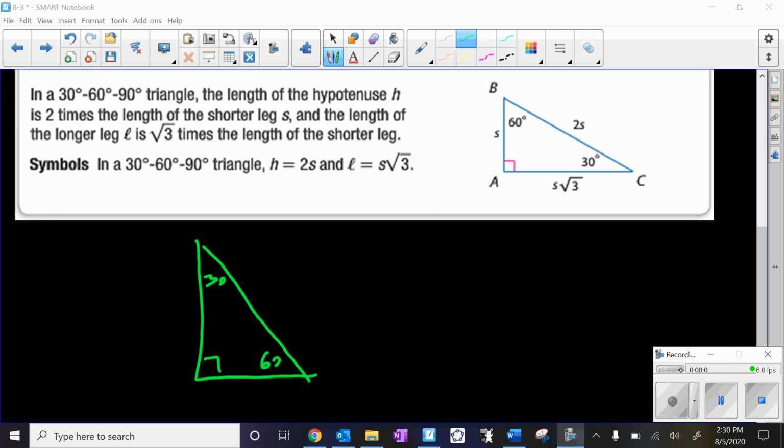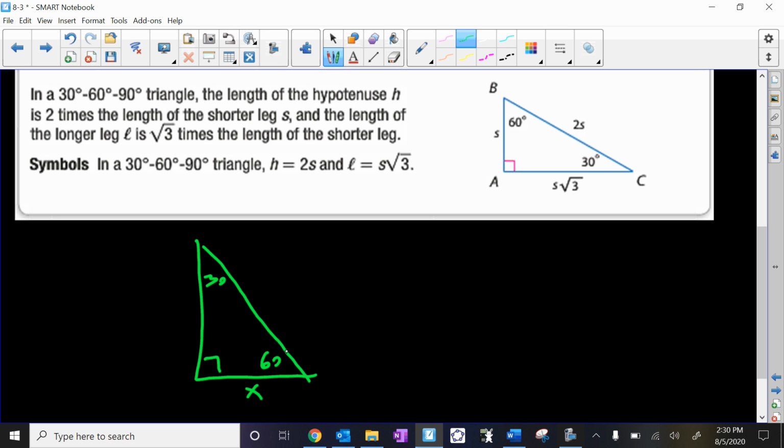Finally, we're going to look at finding side lengths of a 30, 60, 90 triangle. So within this, we're going to have two legs. We're going to have a short leg, which is this side length down here. I'm going to call it X. The long leg, which is across from the 60, and the hypotenuse.